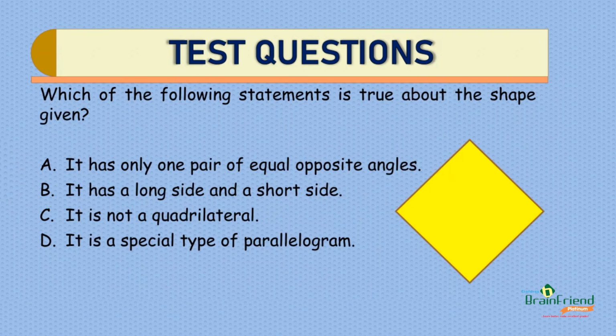Question 2. Which of the following statements is true about the shape given? Option A. It has only 1 pair of equal opposite angles. Option B. It has a long side and a short side. Option C. It is not a quadrilateral. Or option D. It is a special type of parallelogram.